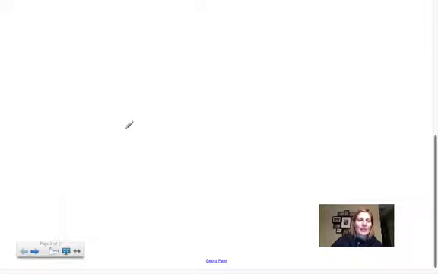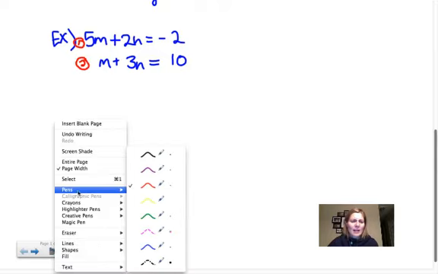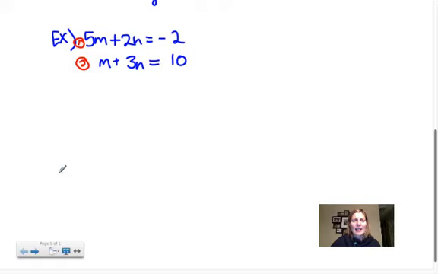Let's say, for example, I have the linear system 5m plus 2n is equal to negative 2, and m plus 3n is equal to 10. So again, I've got two equations, equation 1 here and equation 2 here. And notice I use m's and n's instead of x's and y's. That is just fine. We treat it the exact same way.